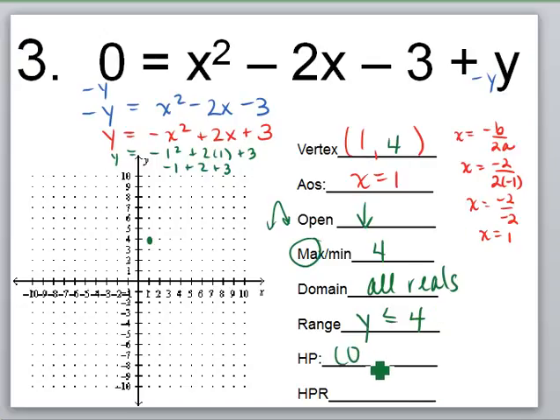The helper point is 0 comma something. So when you plug in 0, actually I want to plug it in right here on this one because it already has y by itself. I get y is equal to 0 plus 0 plus 3, so the helper point is 0, 3. Graphing 0, 3 puts me right here. The other point then would be exactly the same distance away across from it. So 2, 3 is my other helper point. And then it goes down.